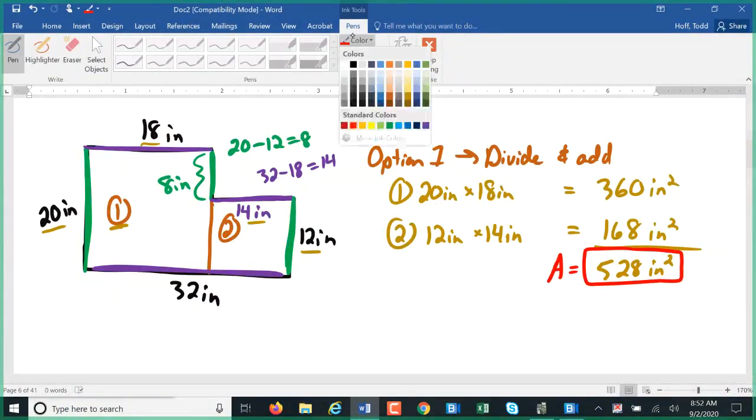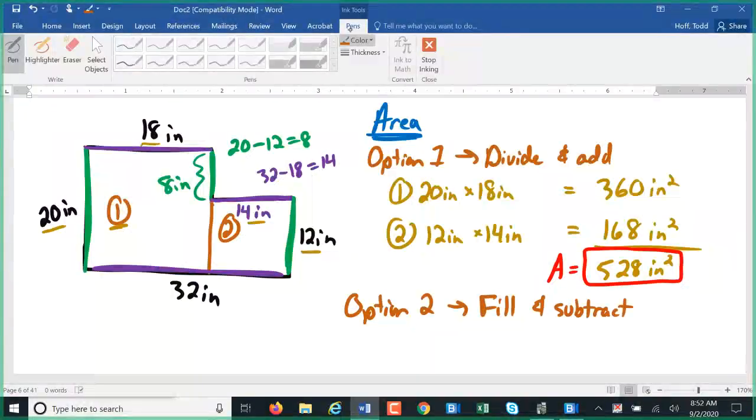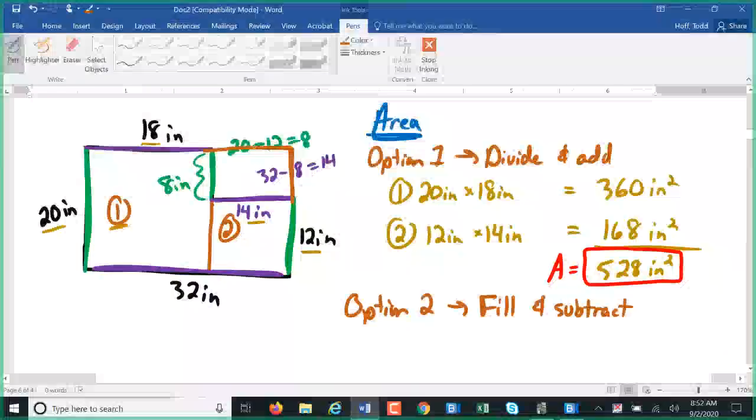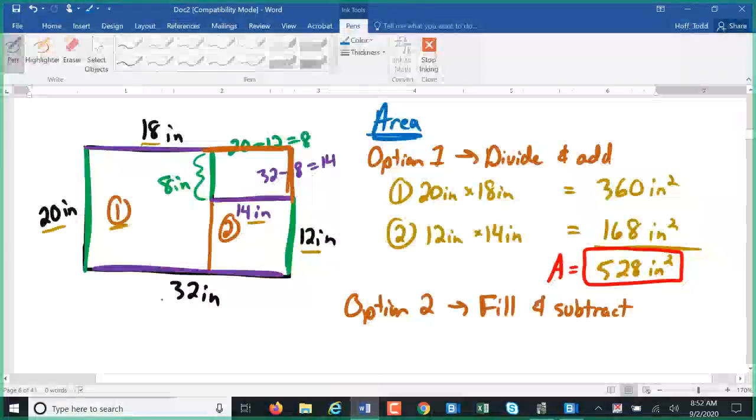Now I said there were two options. Option 2 is to fill in and subtract. What does that mean? Well, that means what I would do is I would fill this in to make a complete rectangle here. That complete rectangle has dimensions of 32 by 20.